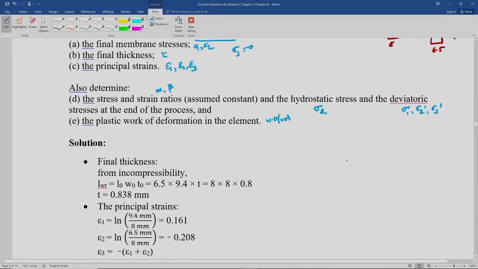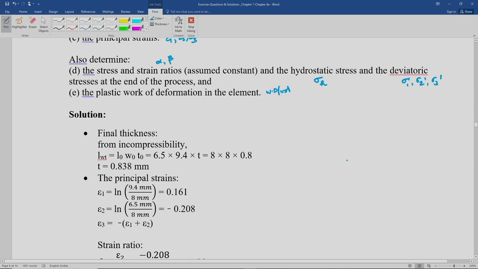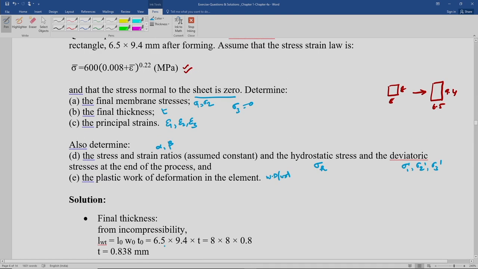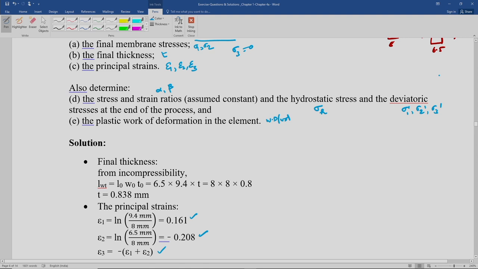Okay. So, now what I am going to do is, I am slowly scrolling down and I am going to get epsilon 1, epsilon 2 and epsilon 3. So, what is epsilon 1? As per original dimension, epsilon 1 is along this. Okay, 1 is this, 2 is this, 3 is perpendicular to the sheet. Okay, so epsilon 1 is ln of 9.4 divided by 8, because it is true strain, no? Ln of 9.4 divided by 8, you can check it, it will be 0.161.